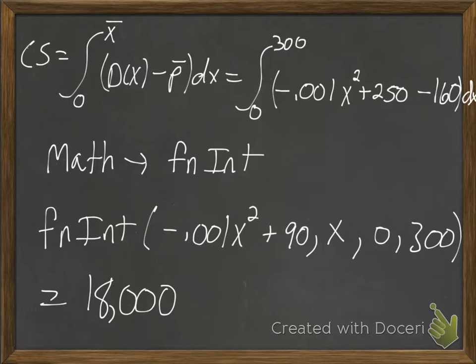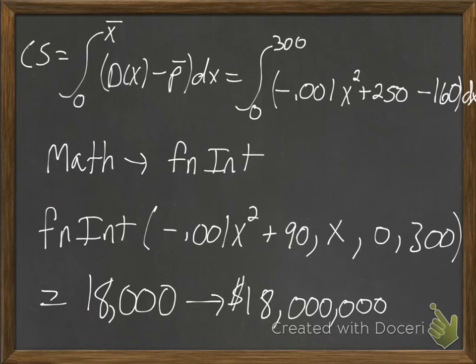Now, what's the consumer surplus? This is where we have to go back and be a little careful here. X was in units of thousands. So we were really not counting 300 units sold, we were counting 300,000. So we have to take our answer of 18,000 and multiply that by 1,000, and we get 18 million as our consumer surplus. So our consumer surplus is actually 18 million.